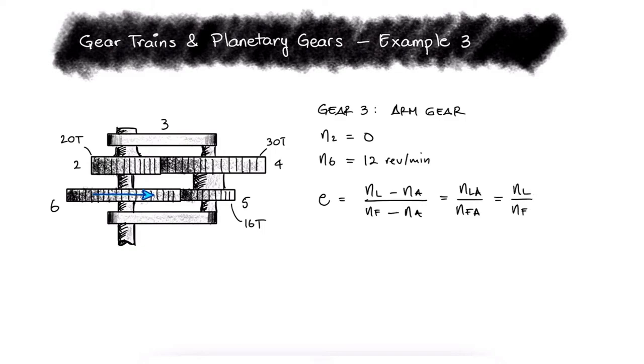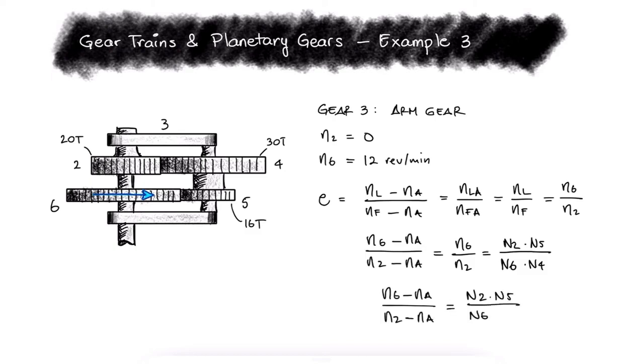Additionally, we can define the last and the first gear however we please. If we say that the first gear is gear 2, the last gear would be gear 6. Since the ratio between the speeds is inversely proportional to the number of teeth, and we identify that gear 2 is a driver gear driving gear 4 just like gear 5 is driving gear 6, and 6 is being driven by 5 just like 4 is being driven by 2, we find an expression to solve for the speed of the arm gear. The only value we're missing from this expression is the number of teeth of gear 6.